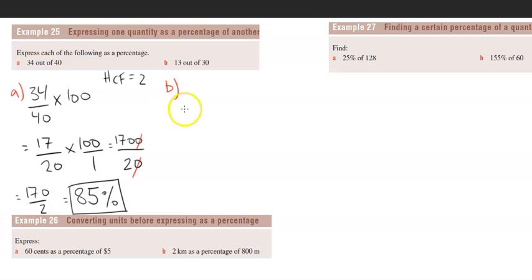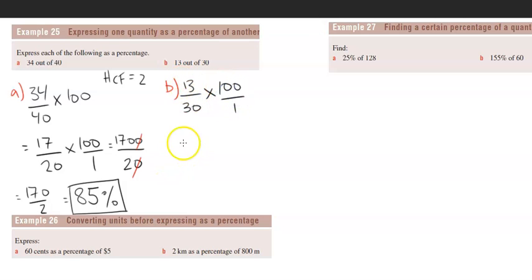13 out of 30. Now 13 out of 30, obviously, for me it's obvious that it can't be simplified. It might look like a 3 can go into both numbers because there are 3's involved. The 3 actually cannot go into 13. It can go into 12, but it can't go into 13. And because 13 is a prime number, we can't really simplify it anymore.